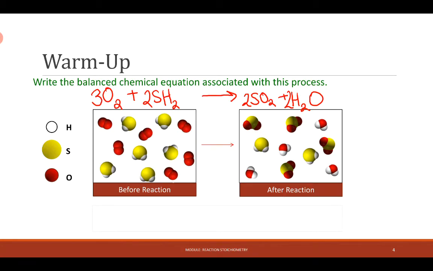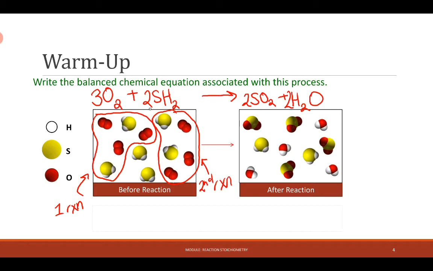And so what this chemical equation is telling us is that for every 3 molecules of O2, I'm going to react it with 2 molecules of SH2. So let's go ahead and circle that. So 2 SH2 and 3 O2 molecules. And so this tells us the ratio in which things react. And so this is one reaction worth. I'm going to abbreviate reaction as RXN. And this is a second reaction. So we have enough substances present so that we can do this reaction twice.